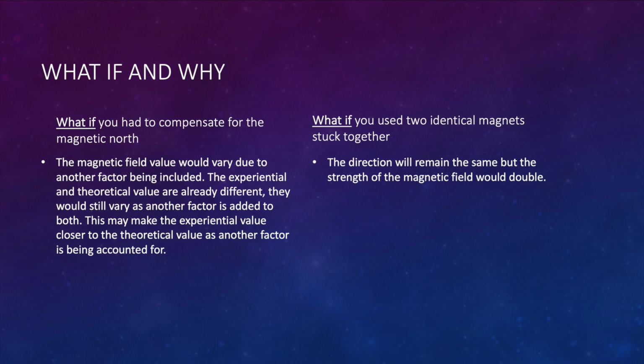What if you use two identical magnets stuck together? I think the direction will remain the same, but the strength of the magnetic field would double.